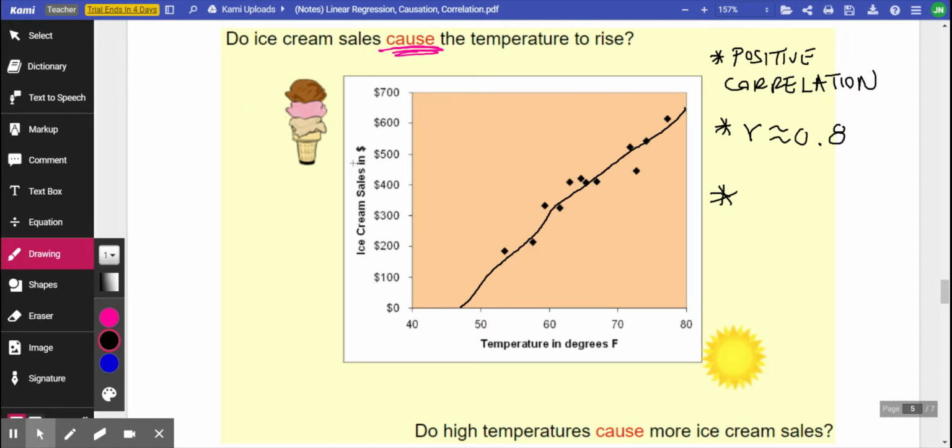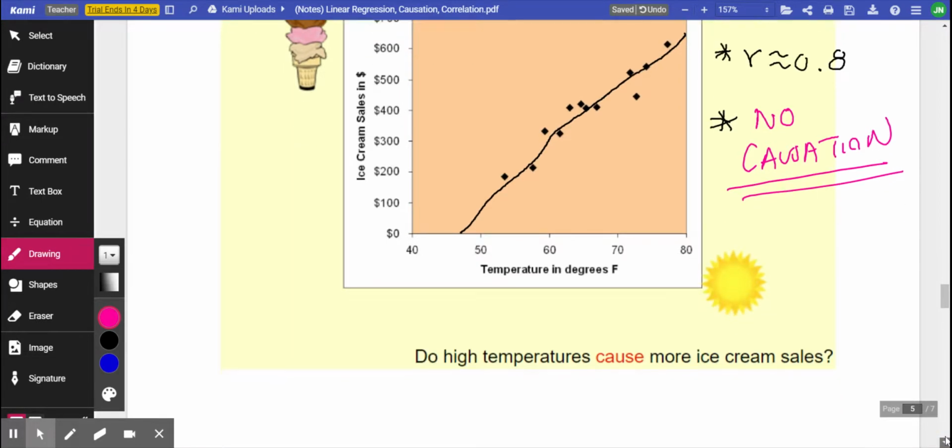It's actually the opposite. So in this case, there is no causation, because there is no cause and effect. Just because two things are related doesn't mean that one causes the other. If I don't buy ice cream, it doesn't mean that the sun will not come out the next day. So just be careful. There may or may not be a relationship, but that doesn't mean there is causation. Those are two different things.